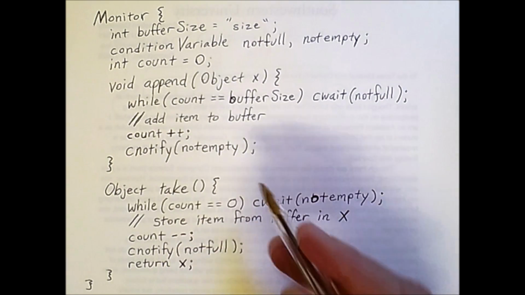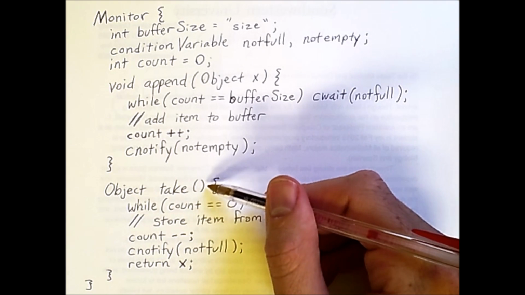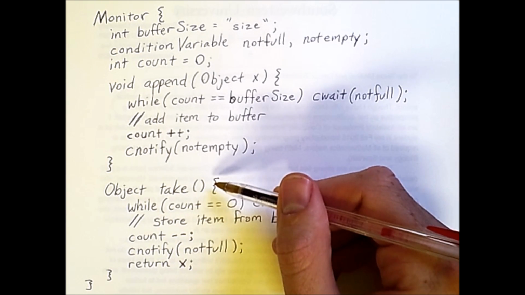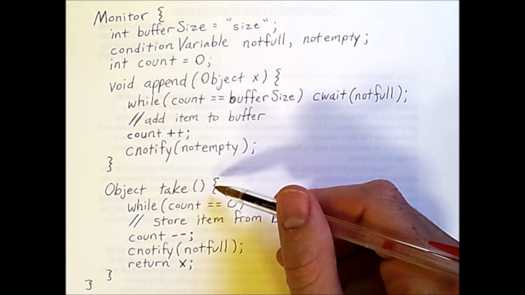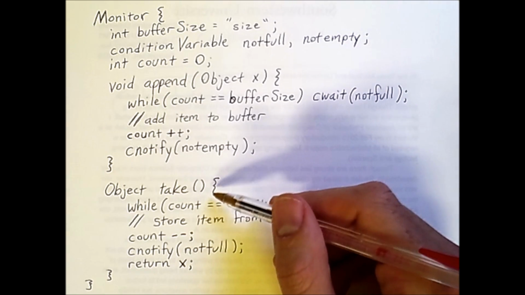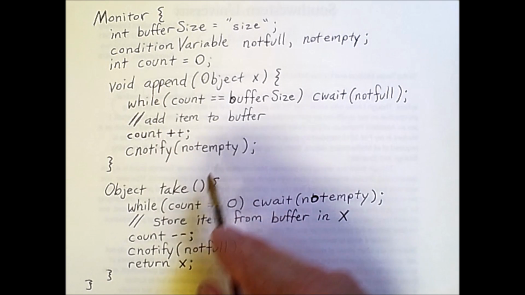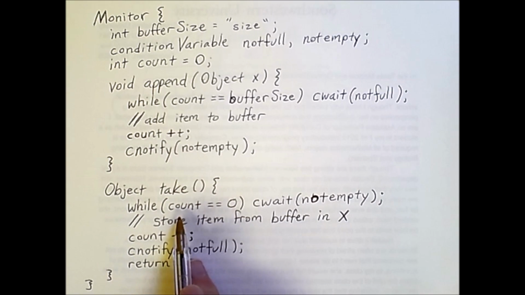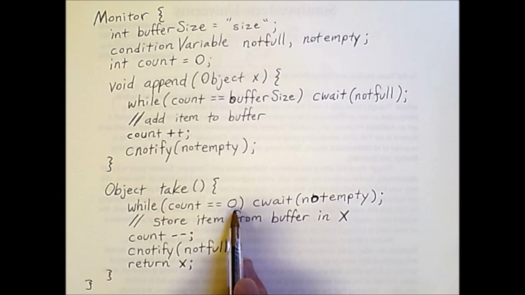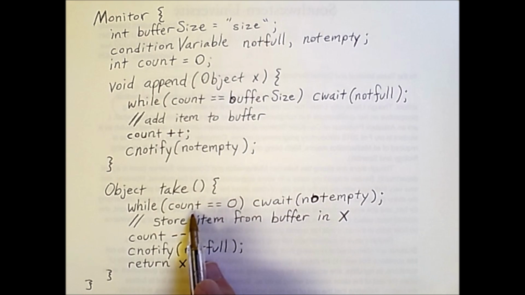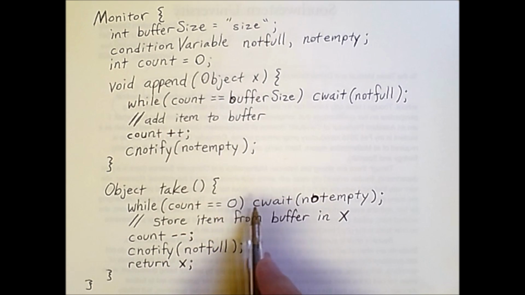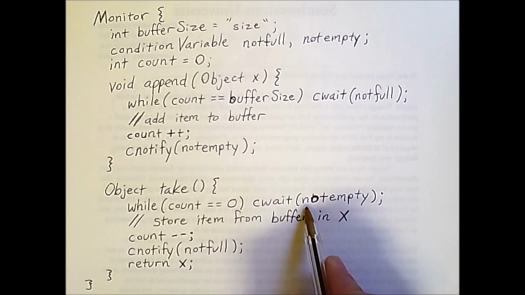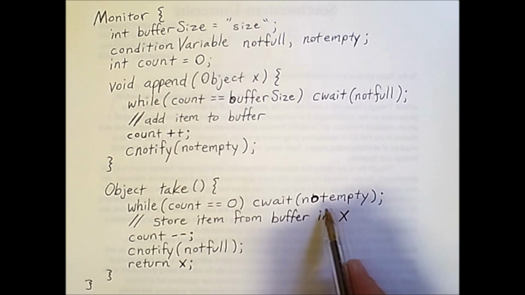this take command. So this take method is, once again, similar to what we had in the semaphore solution, but a bit more complicated because it's inside the monitor. And the take command starts off with a while loop. It says while the count is equal to 0. So in other words, as long as the buffer is empty, we're going to wait for it to not be empty. So this is our second condition variable. And as long as the buffer is empty, we are waiting.